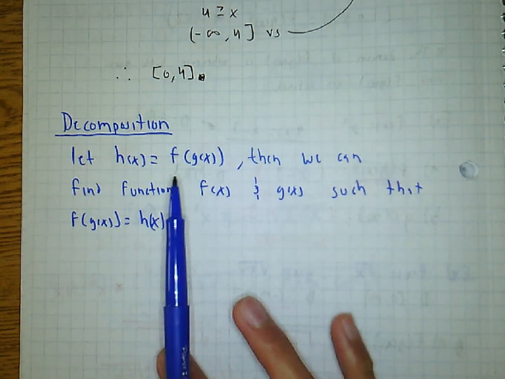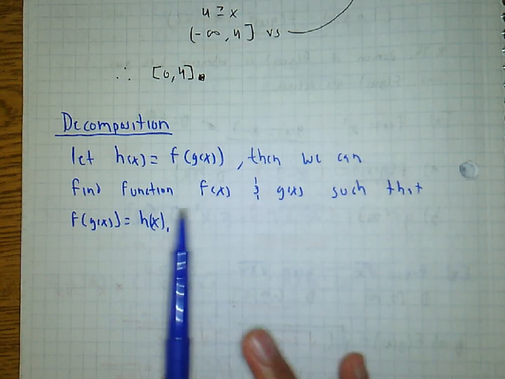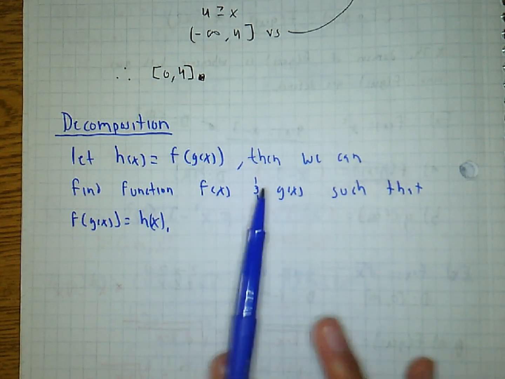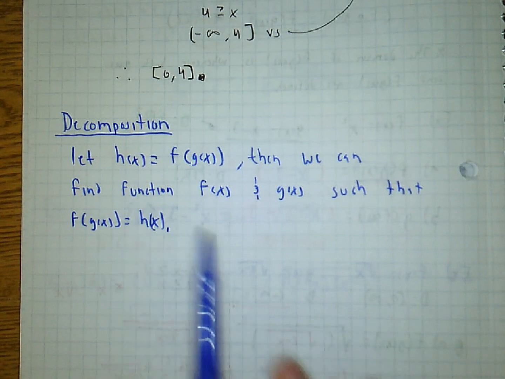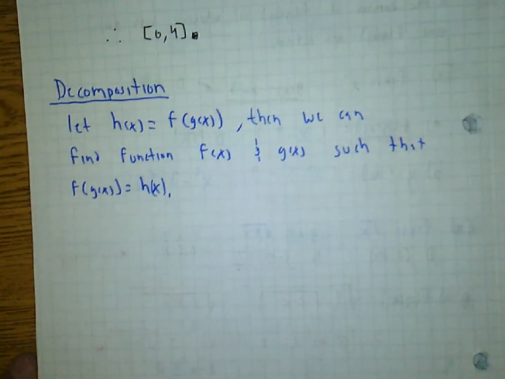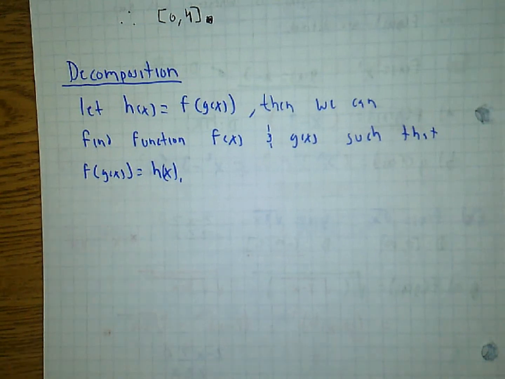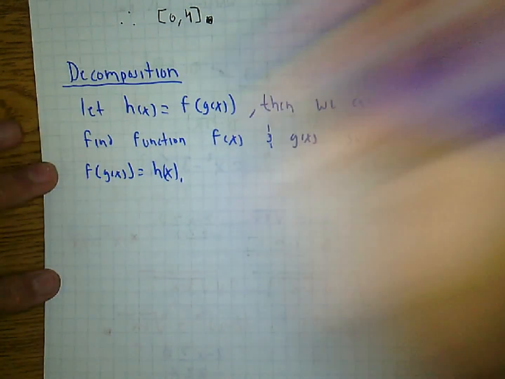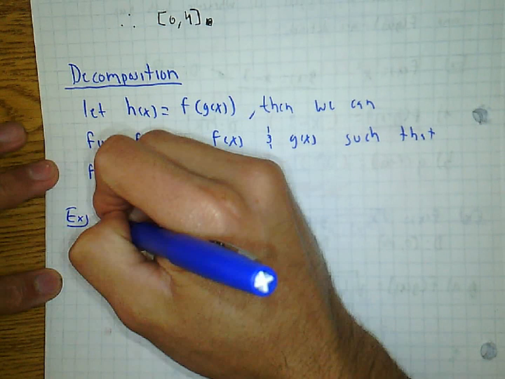Okay, so what we're going to do is find those two functions separately, and then if we do the composite function, it's going to give us back that original. In other words, guys, it looks complicated, but really what I'm trying to say is, if I give you a final function, can you break it apart into two separate ones? Okay, so let's do an example.